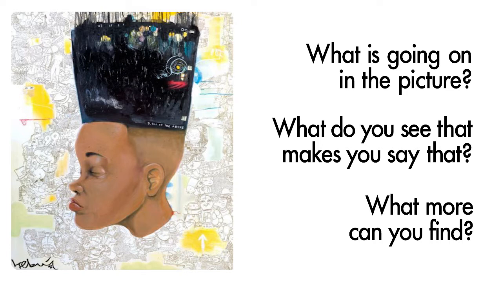And looking at the painting, one of the things that I noticed was the boy's hairstyle, called a fade. Inside of his hairstyle, I noticed a few different colorful objects and possibly people. And at the bottom of his hairstyle, I noticed the words D, all of the above.